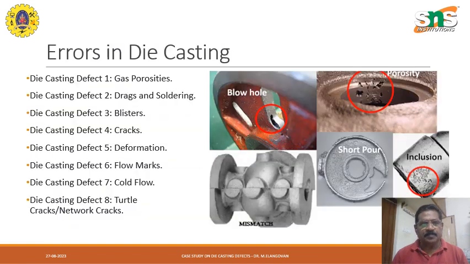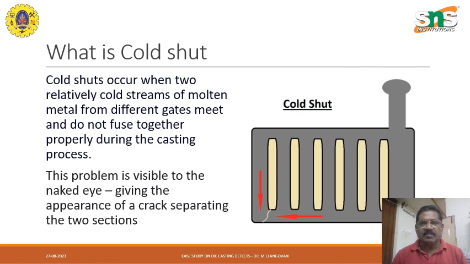shape of the cavity. Well, but there are multiple errors that happen during the die casting process. There could be gas porosities, then drags and soldering can happen, blisters can happen, then cracks develop, deformations happen sometimes, and then there are flow marks, which are not desirable. There's a cold flow, where the temperature of the metal comes down, and then there are turtle cracks and network cracks. But among these, today we are going to look at something called a cold shut.